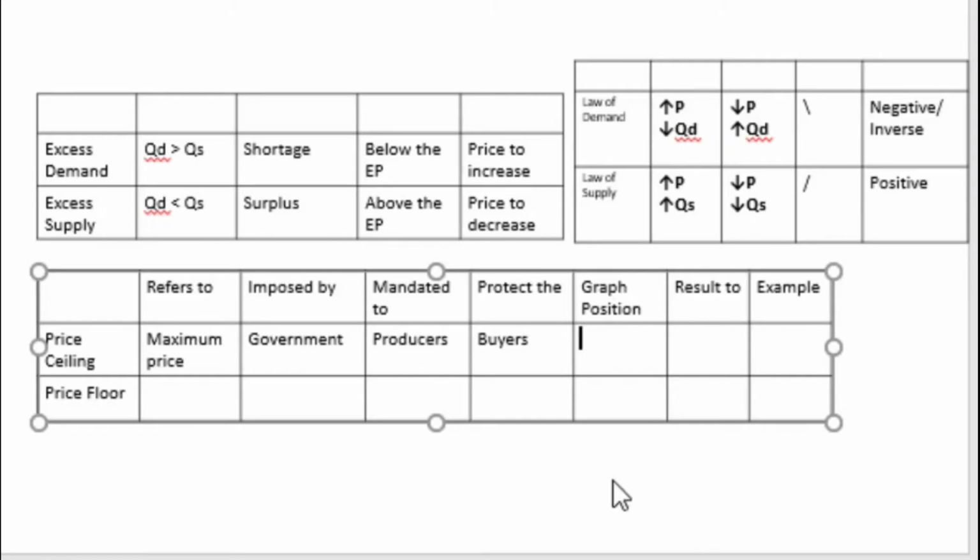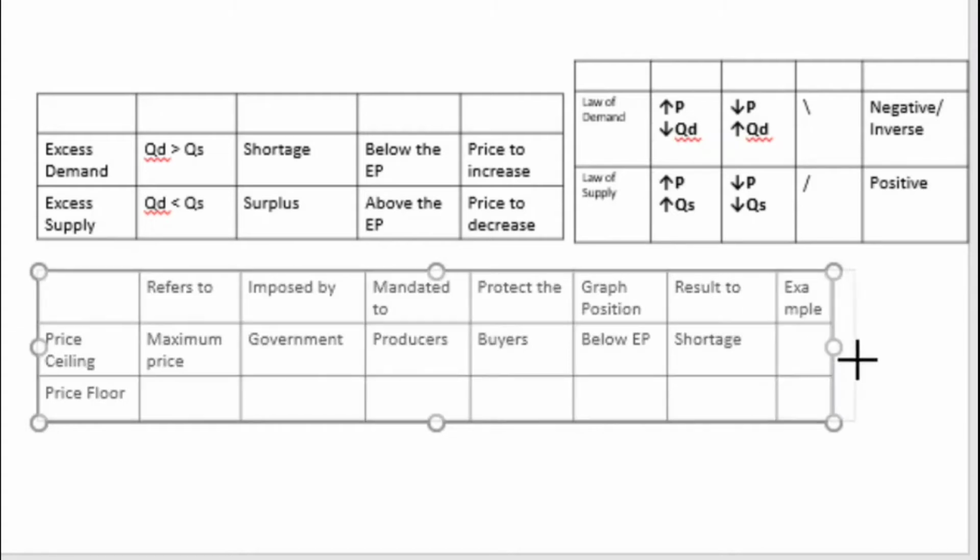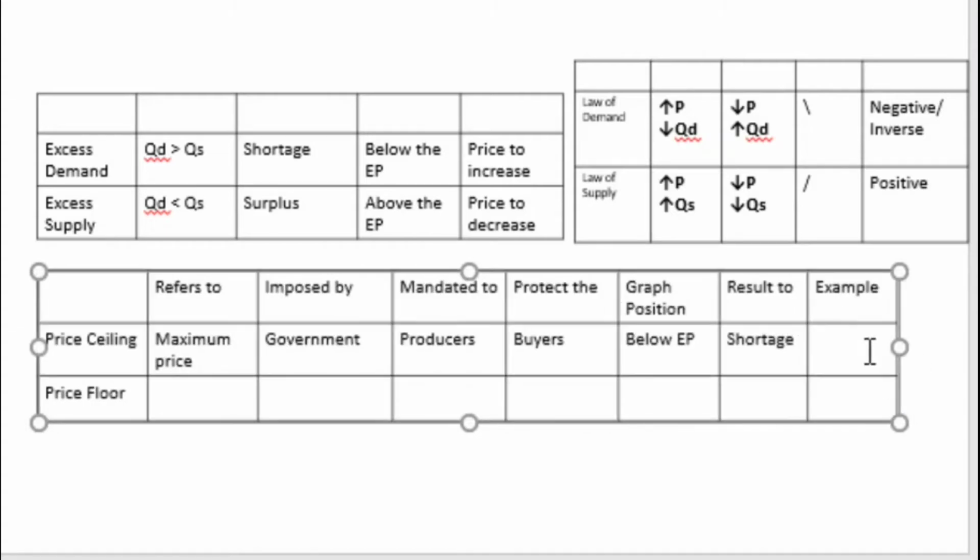Below the equilibrium price, which will result in a shortage whenever you see something below it on the graph. The common example given here is rent control.